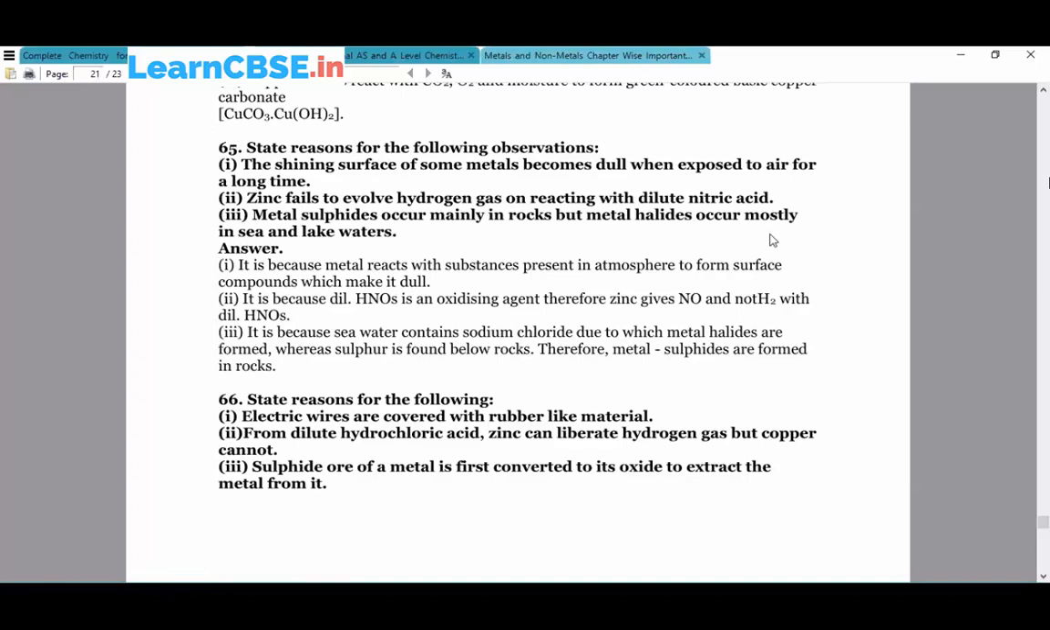Metal sulfides occur mainly in the rocks, but metal halides occur mostly in the sea and lake waters. It is because sea water contains sodium chloride, due to which the metal halides are formed, whereas the sulfur is found below the rocks. Therefore, the metal sulfides are formed in the rocks.